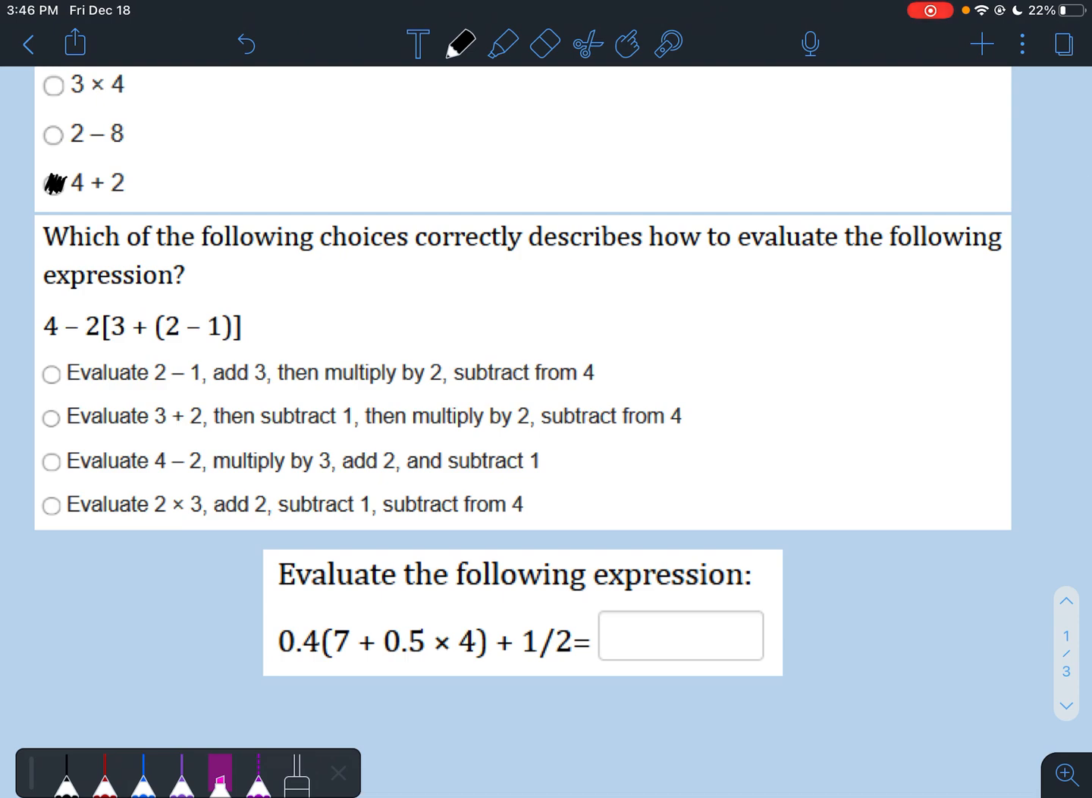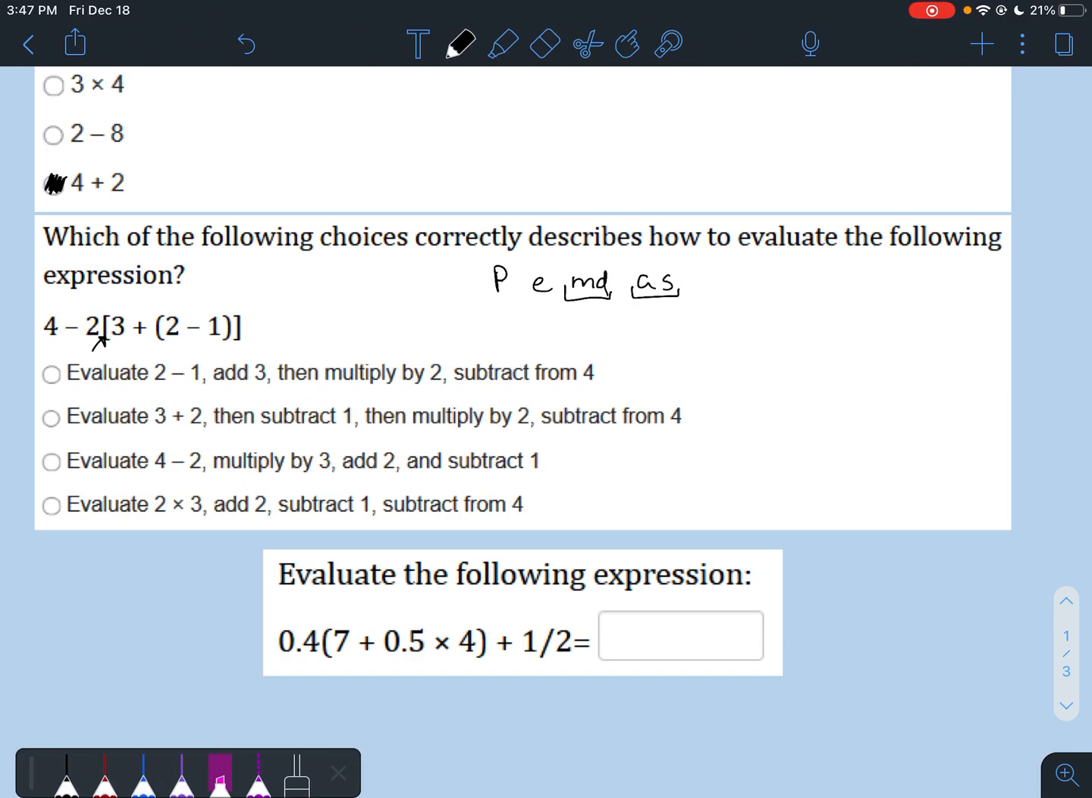Which of the following choices correctly describes how to evaluate the following expression? So you've got parentheses, exponents, multiplication, division, addition, subtraction. Okay, now parentheses. We see parentheses. Now these are brackets. So if there's parentheses inside parentheses, sometimes you'll see this where the outermost parentheses are brackets. It's just kind of an organizational piece that you have. So when you see that, just know that those are treated like parentheses. They're called grouping symbols.